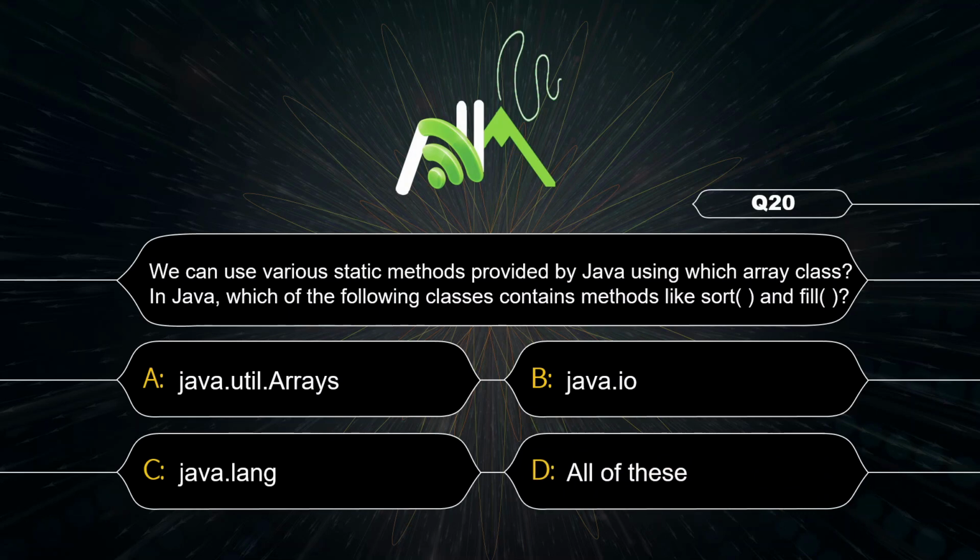We can use various static methods provided by Java, using the Arrays class, and a question can be like this. In Java, which of the following classes contains methods like sort and fill? The correct option is A, java.util.Arrays.